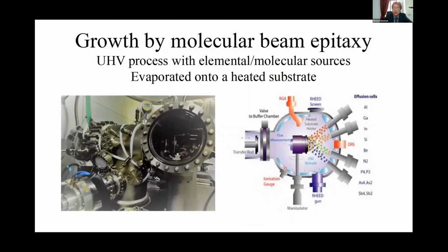This is an ultra-high vacuum process using elemental sources of gallium, indium, nitrogen, and they are evaporated onto a heated substrate. On the left, you see a real image of an MBE machine, and on the right, the scheme with the sources and the substrate in the center.